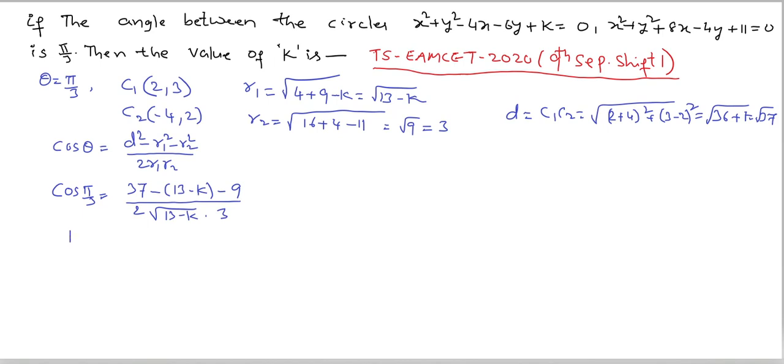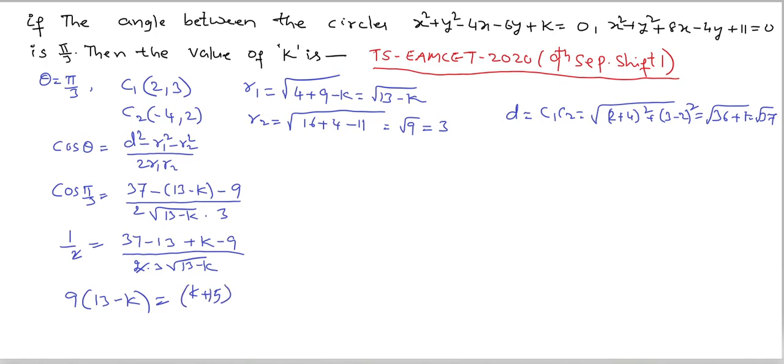So cos pi by 3 is 1 by 2, that is 1 by 2 is equal to 37 minus 13 plus k minus 9 by 2 into 3 root 13 minus k. Here 2 cancelled, take cross multiplying and squaring on both sides, that is 9 into 13 minus k is equal to, here 37 minus 13, 24 minus 9, that is 15. This value is k plus 15 whole square.